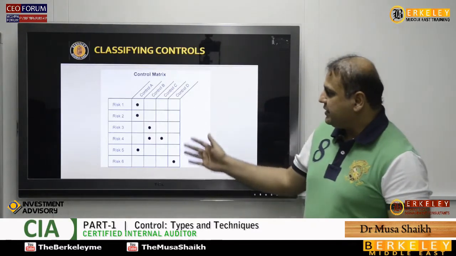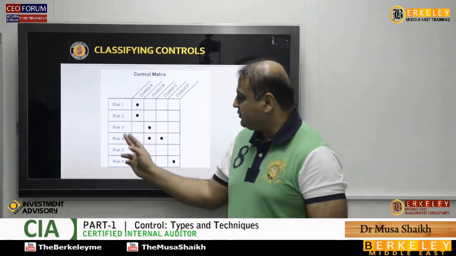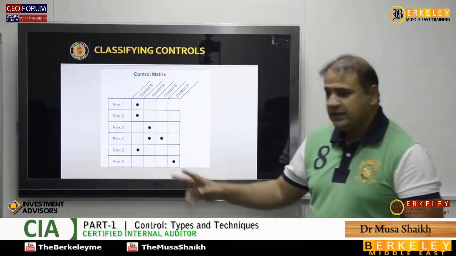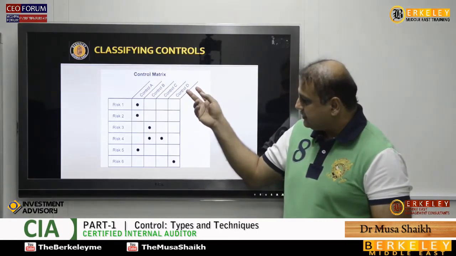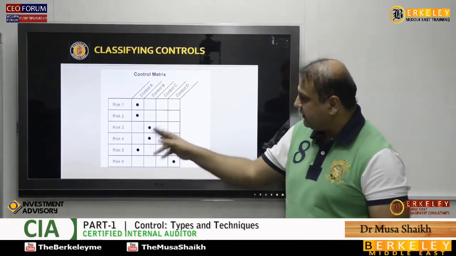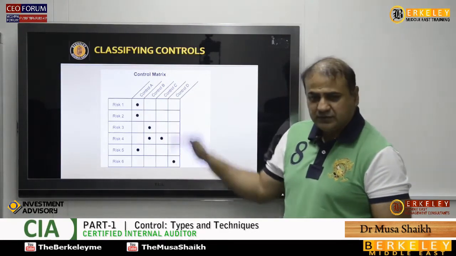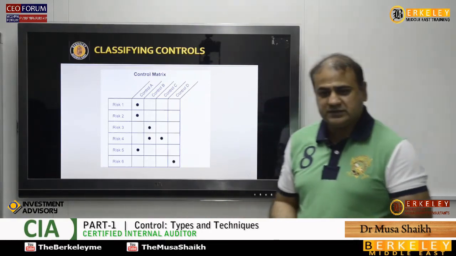A control matrix is useful for matching controls with risks in their circumstances. We have this matrix telling risk levels 1, 2, 3, 4. These are 6 risks and these are 4 control situations, and he points out the figures in terms of the matrix. There are multiple risks in this scenario.